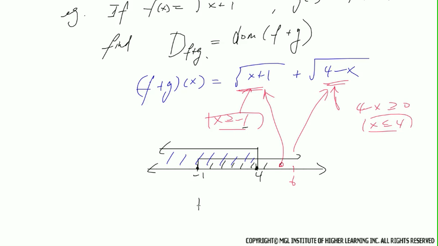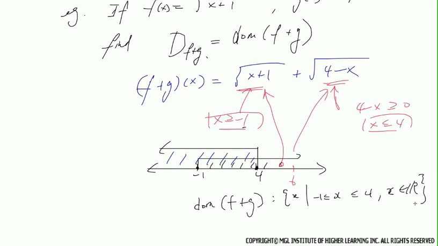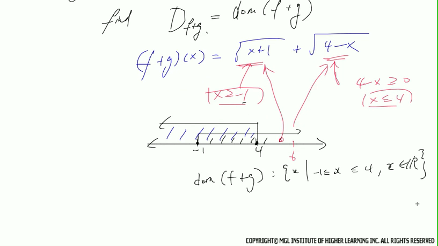So visually, when you find your individual domains, the domain of the sum is going to be the common place. So it's going to be x such that x is between -1 and 4. And this is true in general.